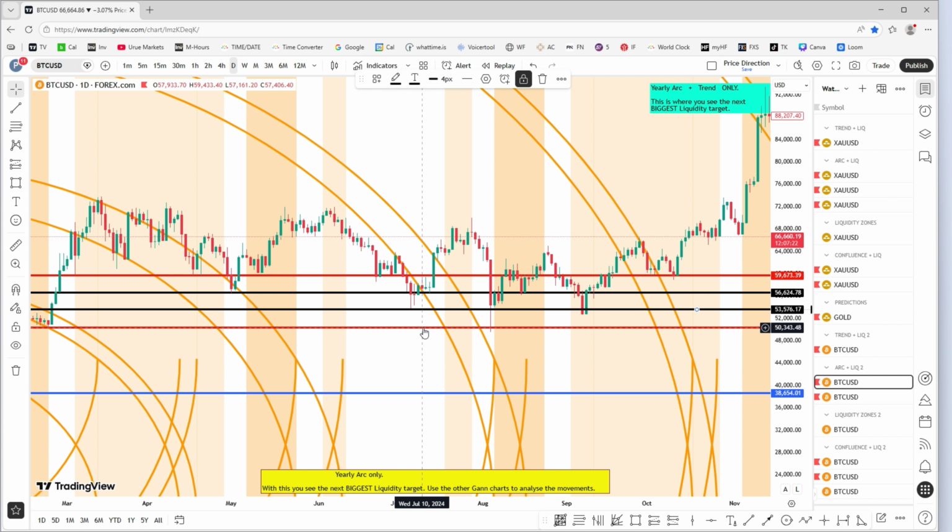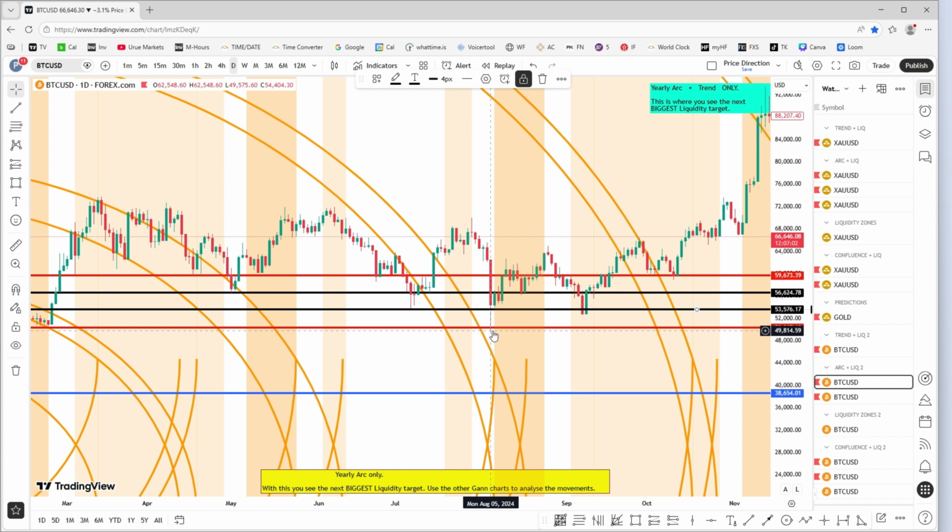Now, price broke this arc, but there was still no momentum. This trend ended. If this trend had continued, price would have continued. But UrueMarkets sees where the trends begin and sees where the trends end. So a new trend started. That trend was bearish, brought price down.